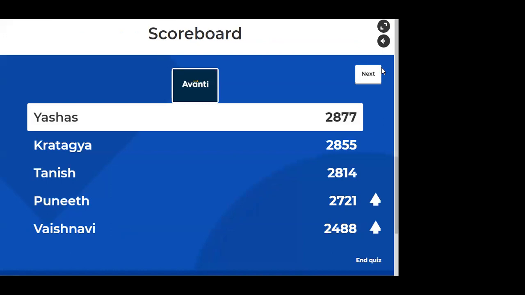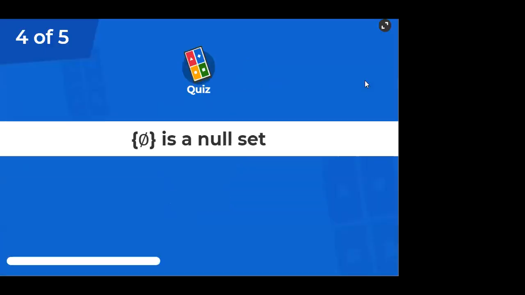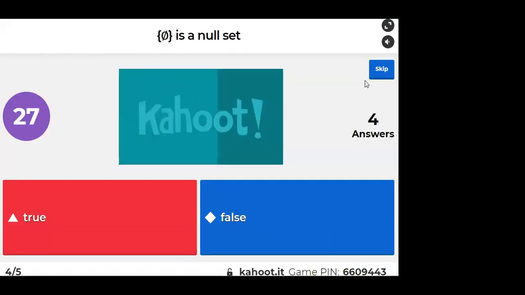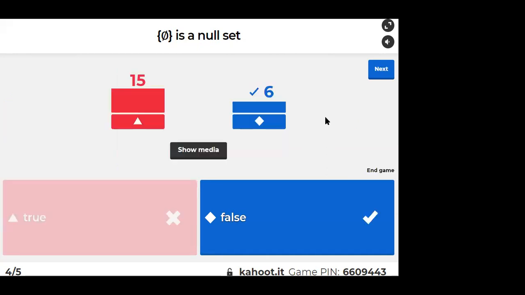Someone is not paying attention. Yes, Vastav. Let's see who can answer this. I have told this answer in the classroom during revision. Yes, Yashash, correct. Yes, Vikas, correct. Yes, Navya, correct. Yes, Puneet, correct. Zilan, wrong.